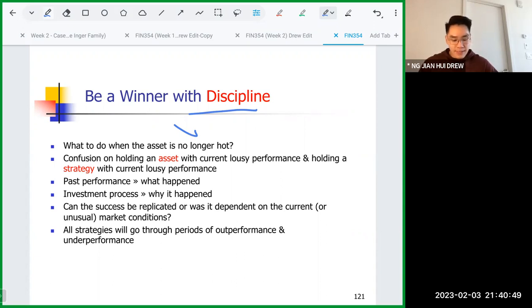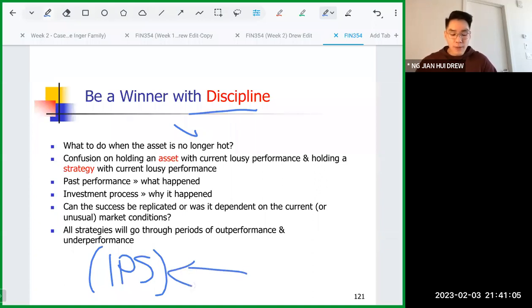So be disciplined. Basically, what I want to say here is IPS, right? Whenever a question comes out on IPS, always asset allocation, always go back to IPS. Are you following the IPS? Yes, you might be getting higher returns, but is the return higher than the IPS? And if it is, it's a bad thing, because we are taking more risk. So always fall back to the IPS whenever you're unsure.